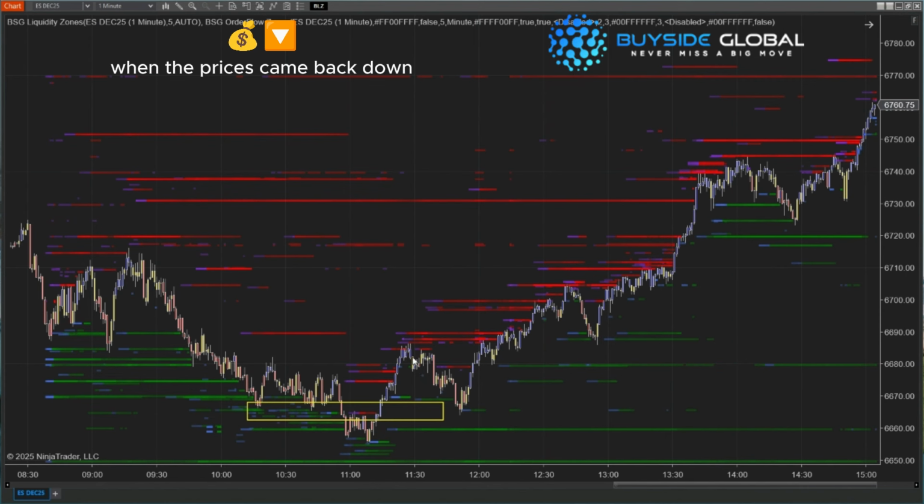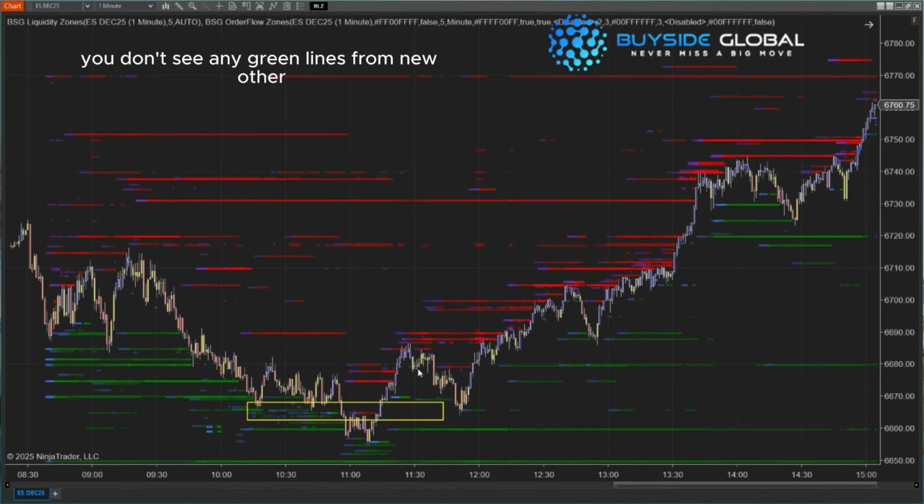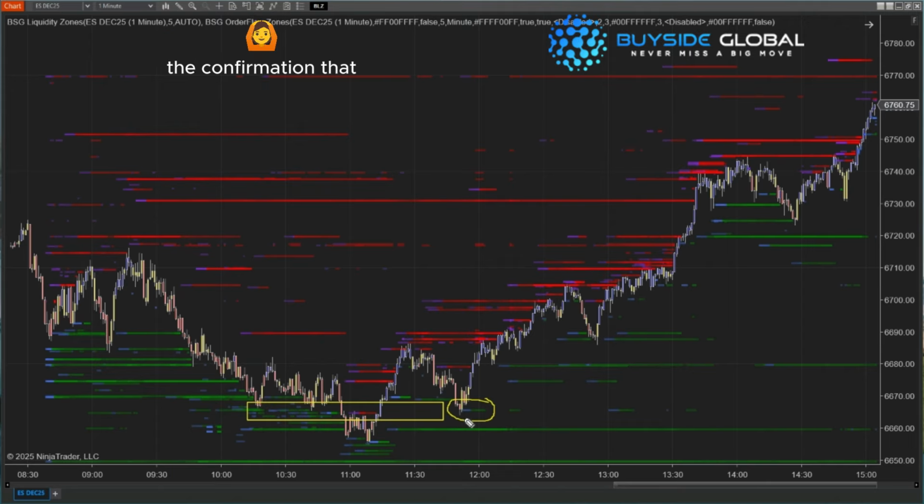Here, when the prices came back down, you don't see any green lines, no new order block. Here, new order block. Look at this part. The moment the price came back to this level, a new order block is coming in. That means now the buyers are stepping in. That's the confirmation, when you can see the prices moving up. This is one place where I'm pretty sure a lot of traders would have been stopped out.